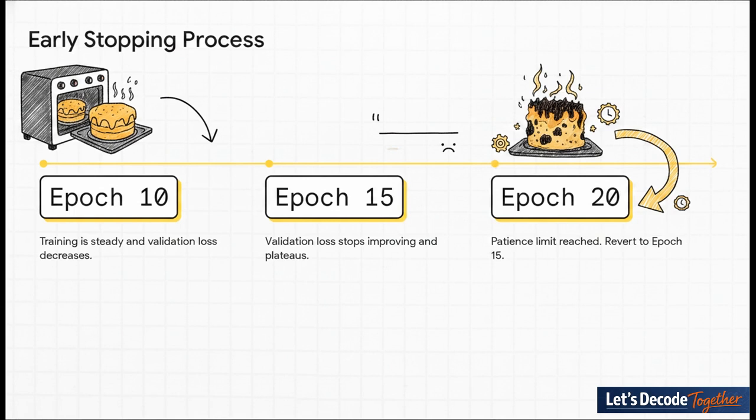Early stopping works by actively monitoring that validation loss. You set a patience parameter, usually around 5 to 10 epochs. If the validation loss plateaus and doesn't improve for those 5 epochs, the training halts automatically. But it doesn't just stop, it actively reaches back and reverts your model to the very best state it saw, say back at epoch 15. It essentially acts as a time machine for your model weights.